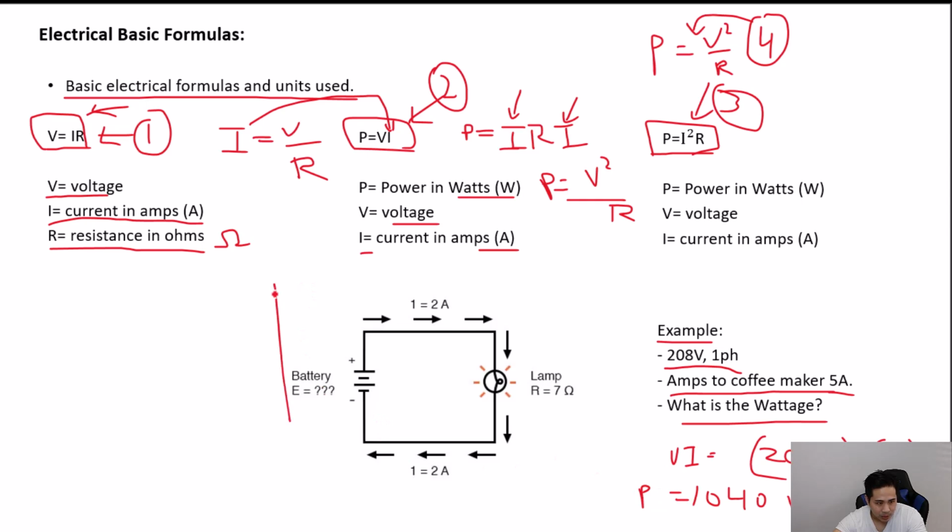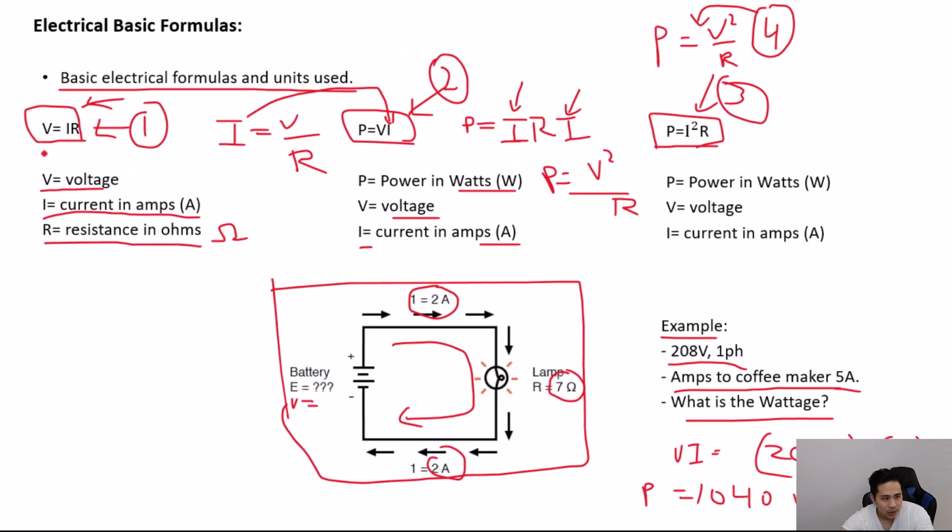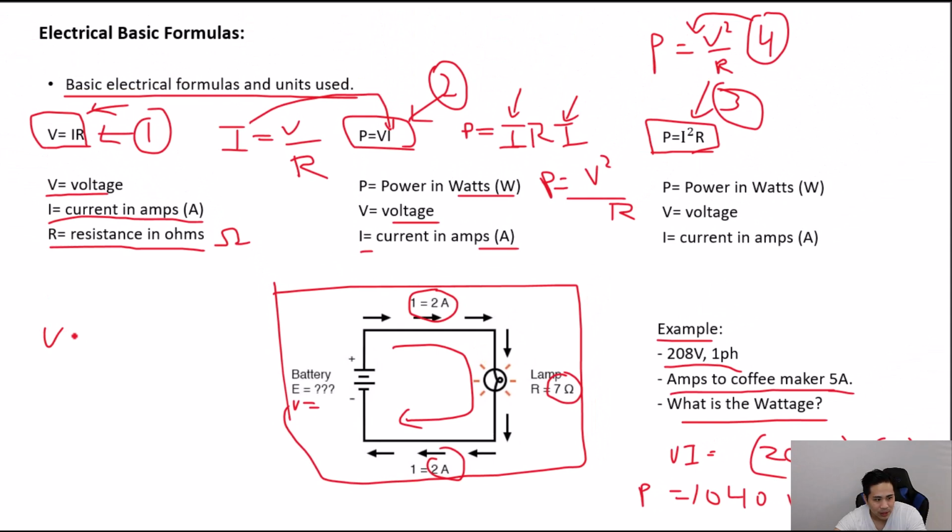Okay, in this picture here, which is a separate example, we need to figure out what E is. E is basically just the voltage. To figure out the voltage, we have the current here is 2 amps, and we have a resistance here of 7 ohms. Because this is the same circuit, you have the same amps flowing through the entire circuit. To get the voltage, we can use formula number 1: V is equal to IR, where I is 2 amps and R is 7 ohms. So that's going to give you 14 volts.